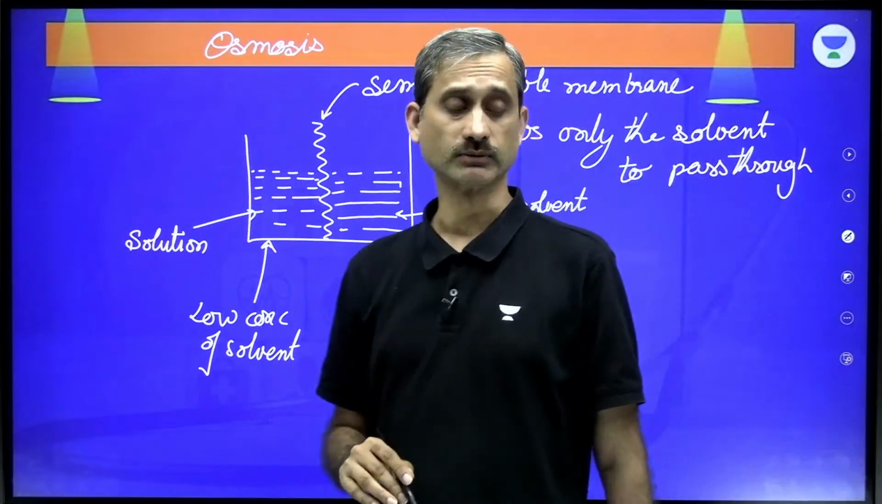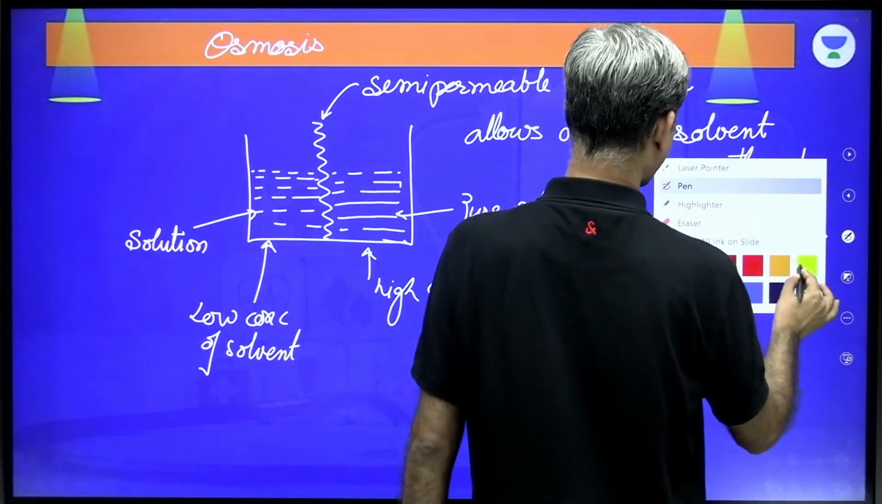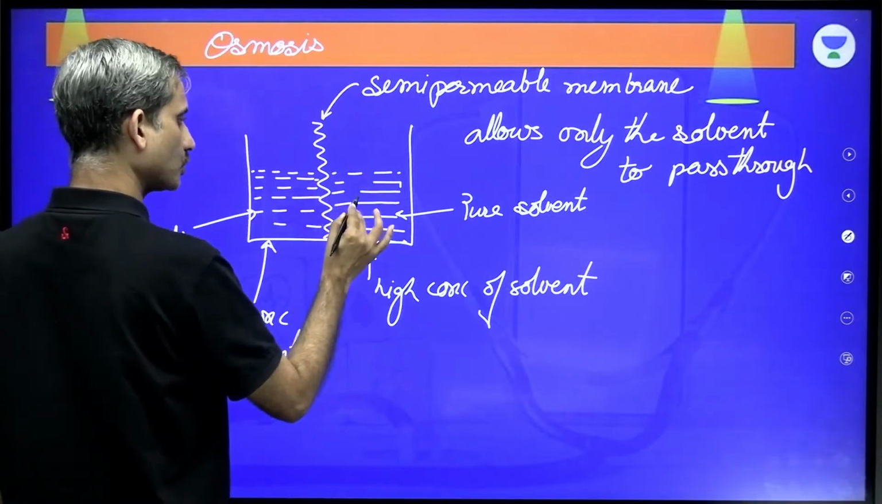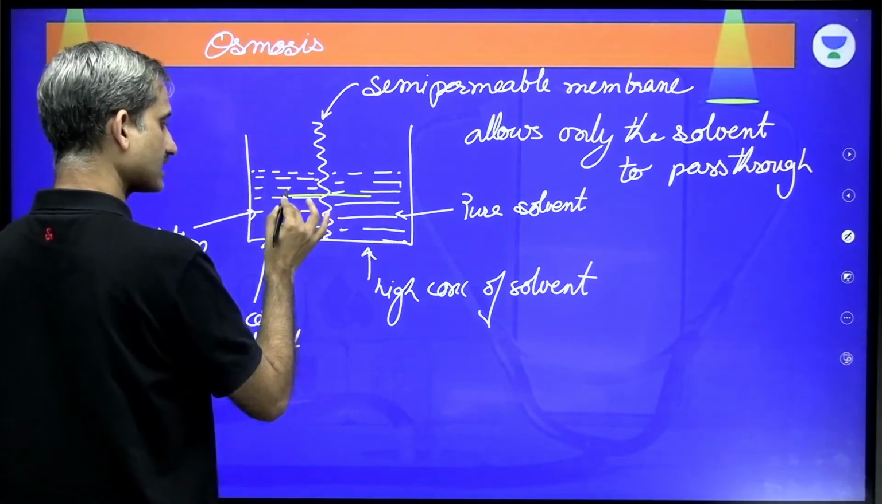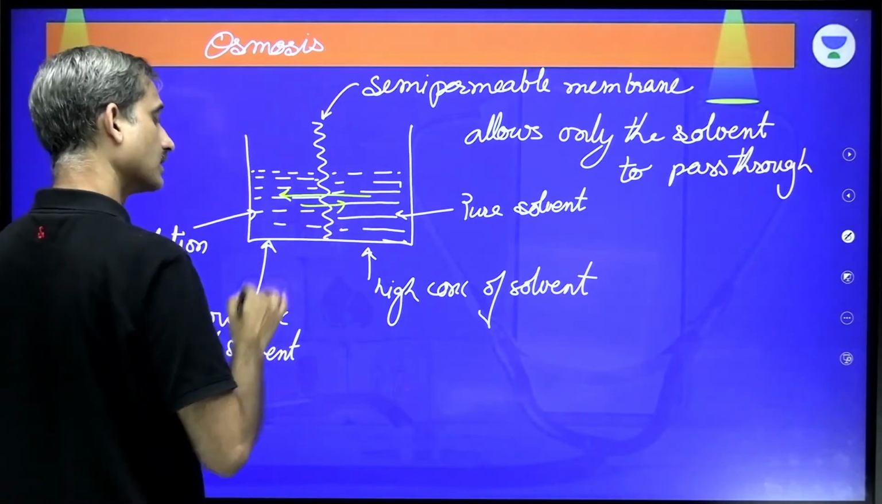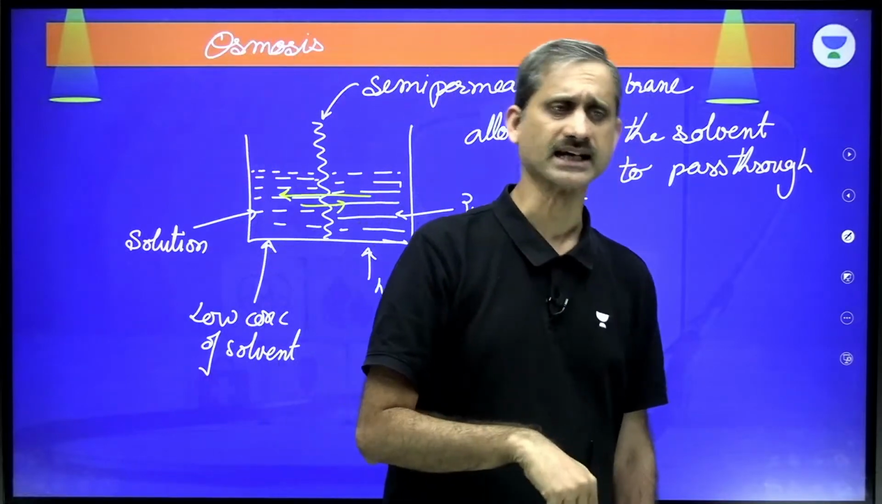Now the solvent particles are going to move in both the directions. They are going to move from the solution to the solvent, and they are going to move from the solvent to the solute. Both directions it's going to move. But what we find is that the pure solvent has a higher concentration while the solution has a lower concentration.